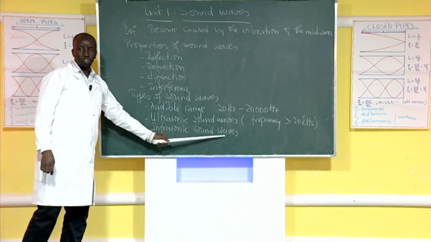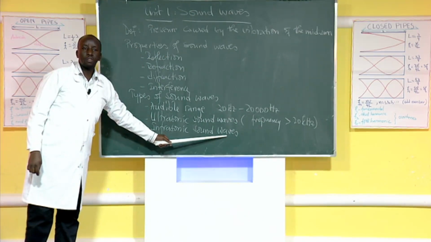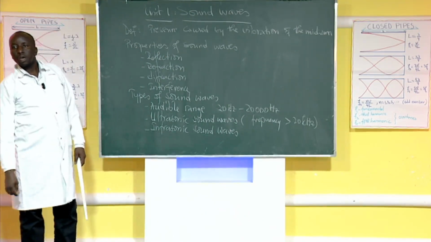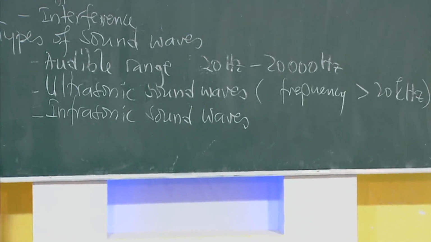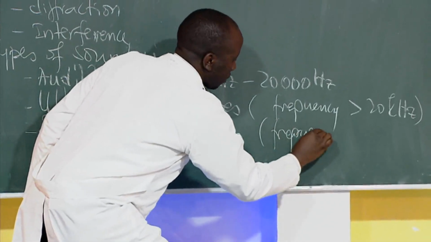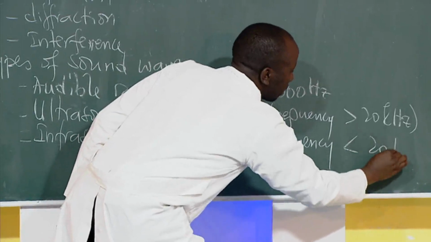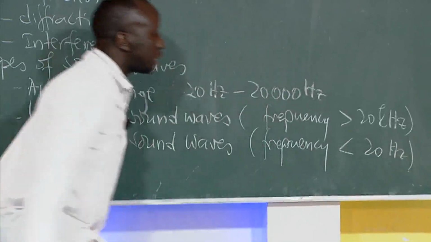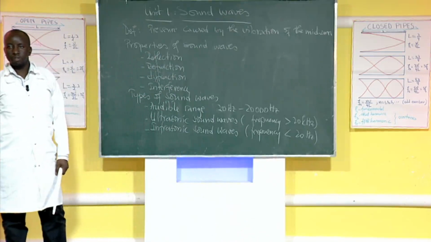Now, number 3 here, this is what we have said as the infrasonic sound waves, and these are the sound waves that have a frequency that is below the audible range. In other words, the frequency here is less than 20 hertz. Do you see that?